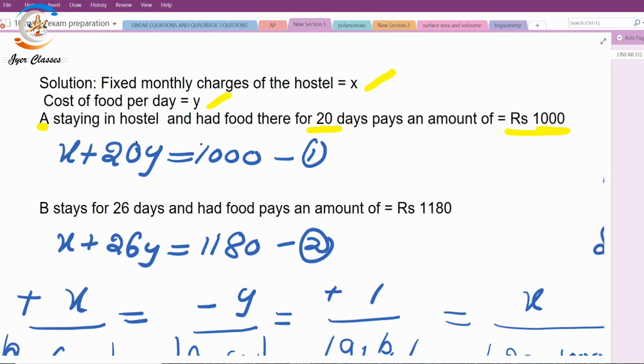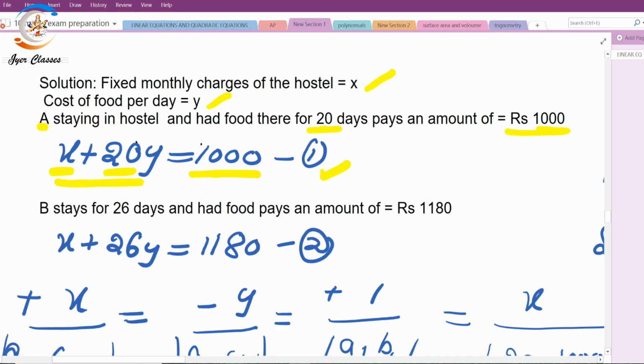देखिए X अमाउंट हॉस्टल का रहे कितना भी दिन उसको देना ही है, लेकिन खाना कितने दिन के लिए खाया? 20 डेज के लिए खाया और एक दिन के लिए रुपीज y लग रही है तो 20 डेज के लिए 20y रुपीज. जब दोनों को ऐड किया तो उन्होंने पे किया रुपीज 1000. राइट, इसको इक्वेशन 1 मार्क के रख लो.